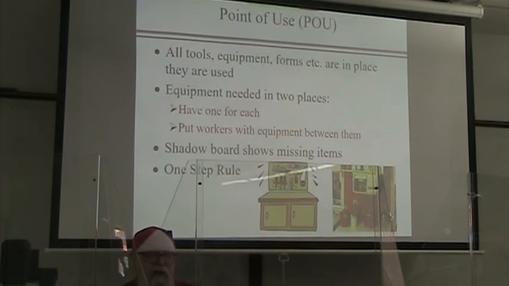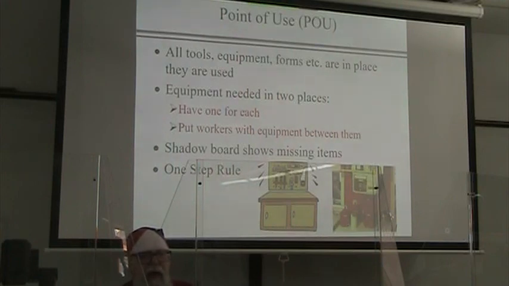I mentioned a shadow board earlier, and I've got a very crude illustration here of one where you have the tools up on a pegboard kind of arrangement. It's not only visual, we see where the tool is, but we also see when one is missing.